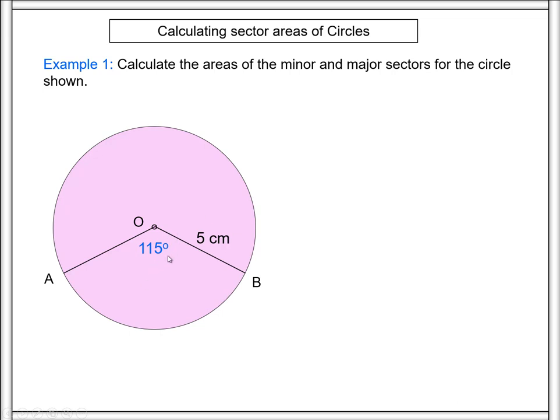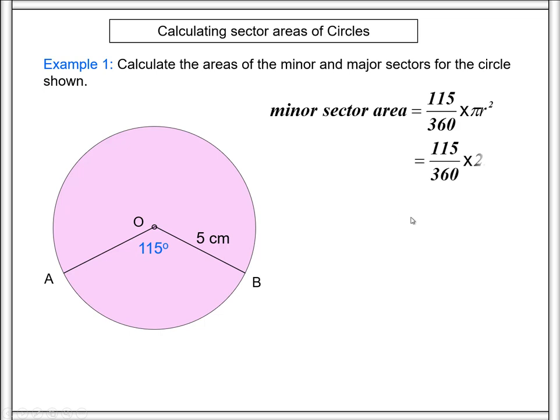So to find the area of the minor sector, again it's 115 divided by 360 times the formula for area, pi r squared. So 115 divided by 360 times pi r squared. The radius is 5, and put that in our calculator, and that gives us 25.1 centimeters squared to 1 decimal place.